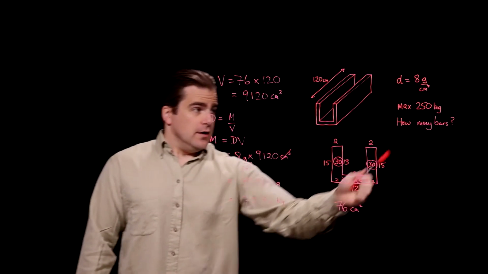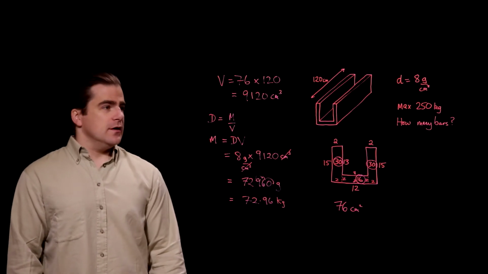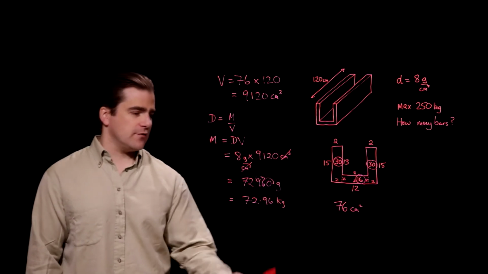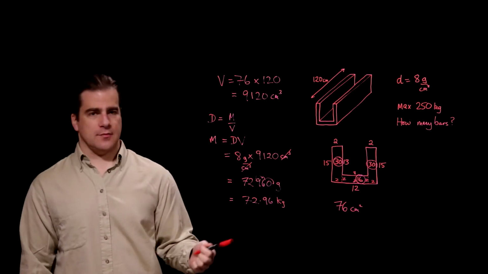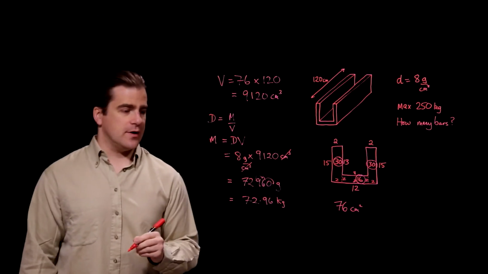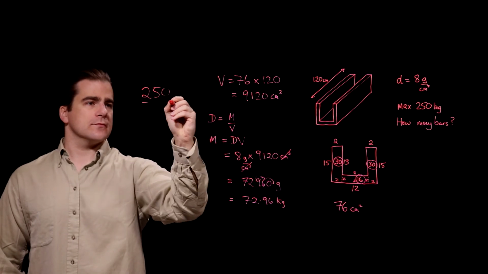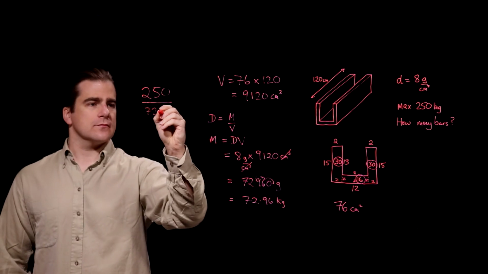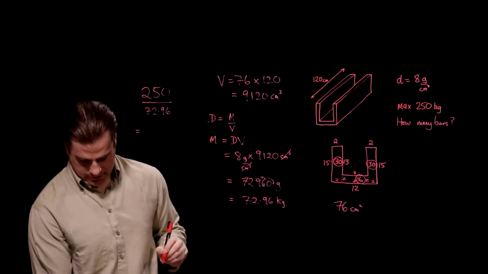Right. So this trolley can carry a maximum of 250 kilograms. So how many bars can it carry? Well, we have to find out how many times one bar can go into the total maximum possible capacity. So we have to divide 250 by 72.96. And that comes out at 3.42.